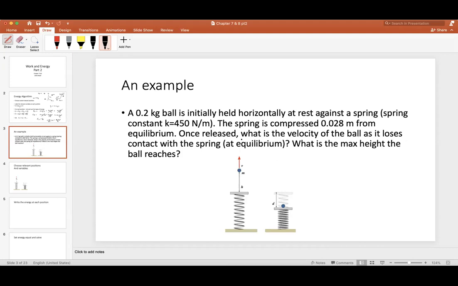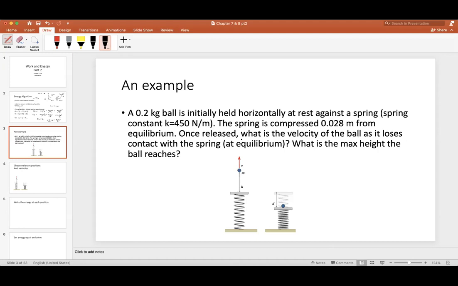But fortunately, we can write the energy at A, B, and C, and from those, we can figure out the two things that we were asked for. We're told the mass of the ball is 0.2 kilograms, 200 grams, that it's initially at rest with the spring compressed, right? So we'll talk about what that means in a minute.